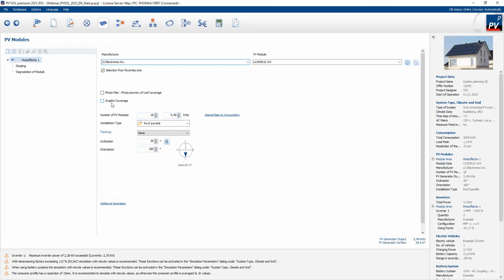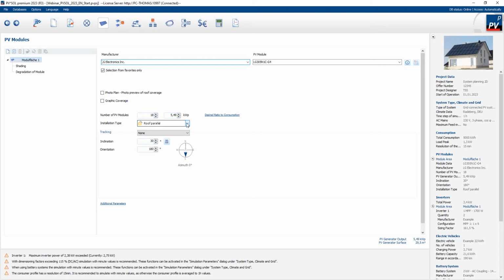But of course, if you know the number of modules, you can enter the number of modules or the PV generator power directly. And this is also possible if you don't want to visualize your coverable area and your PV system, then it would be also possible to enter the number of modules, the installation type, the inclination, and the orientation, and afterwards you can find a suitable inverter and can simulate the yields. This would be also possible.